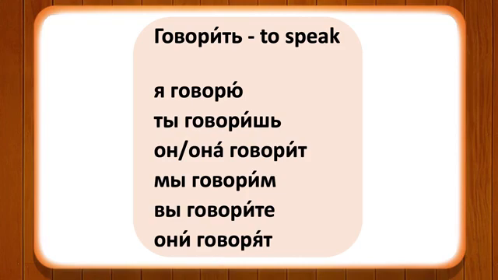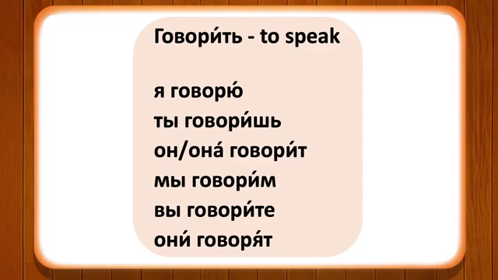For the pronoun ty, you take the stem of the verb govor and you add ish ending. So you get the form govorish. Ty govorish. With pronoun on, you take the stem of the verb and you add the ending it. So you get the conjugation of present tense on govorit. With ona, it is the same thing. You add the same ending it to the stem: ona govorit. With my, you take the stem and add im. So, my govorim.